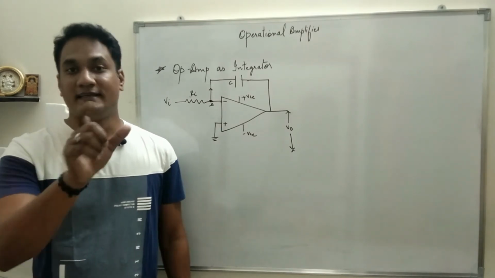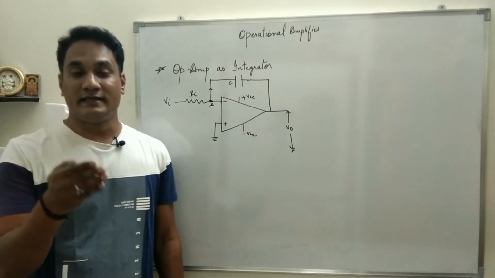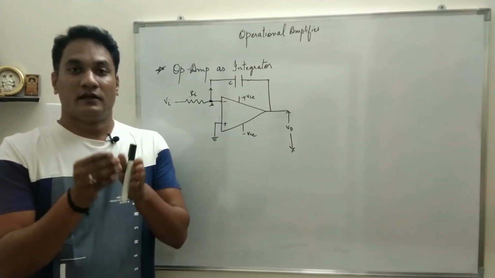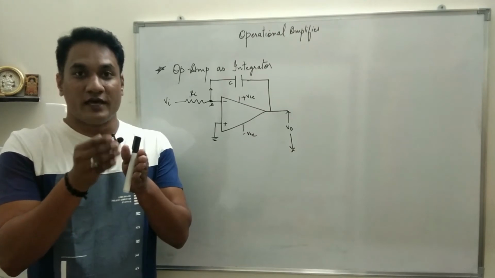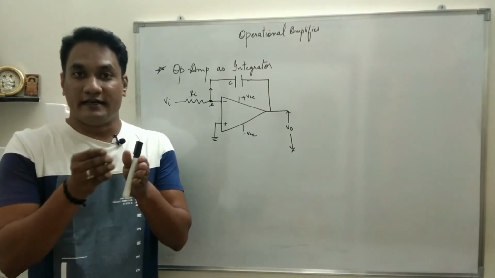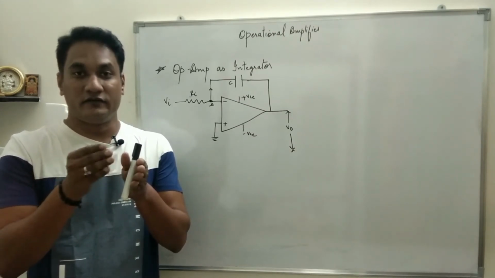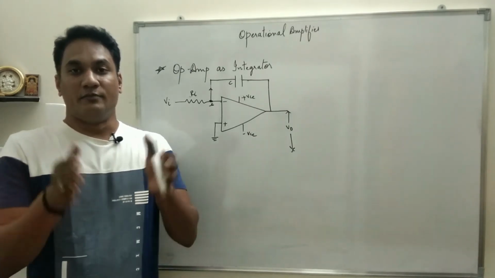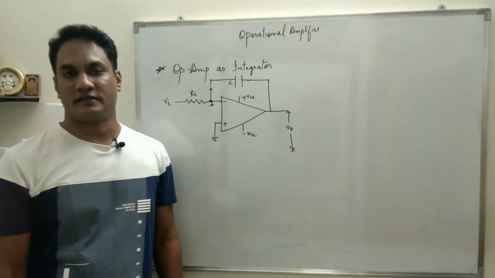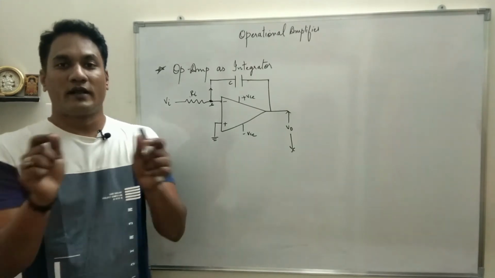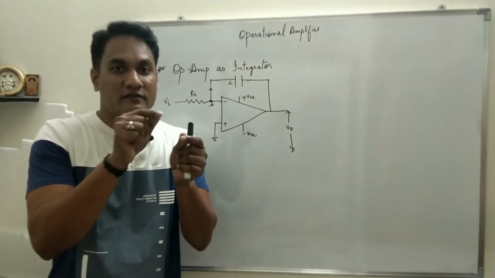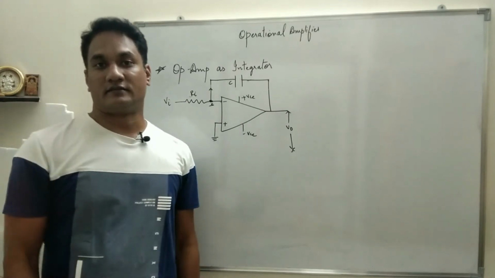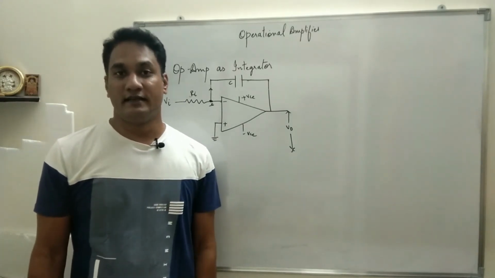What is integration? You all know what integration is. Integration is when we keep on adding data over a limited bandwidth. In this case, in the op amp, if over a limit I keep on adding small data, that type of circuit can be called an integrator.